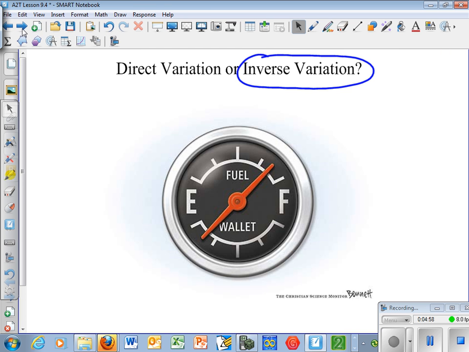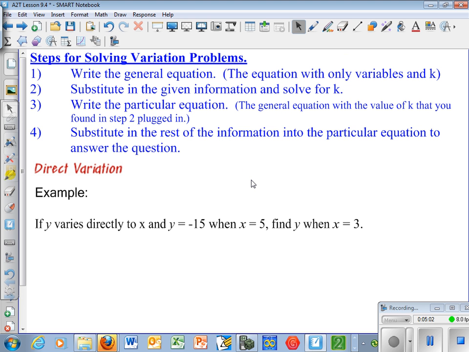But as you're talking about the gas gauge and what you have left, that would be inverse variation. Okay. Steps for solving variation problems. Write the general equation, the equation with only variables and k, substitute in the given information, solve for k, and then write the particular equation.